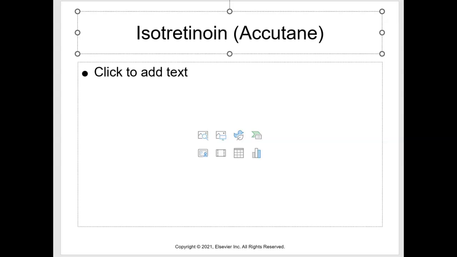Your book goes into the iPledge program. It's a risk management program designed to ensure that no woman starting isotretinoin is pregnant and that no woman taking it becomes pregnant. So under the iPledge, all transactions involving this drug must be processed through a central automated system. It tracks and verifies critical elements that control access to the drug. So you don't get it if you don't do iPledge. That's just the way it is.